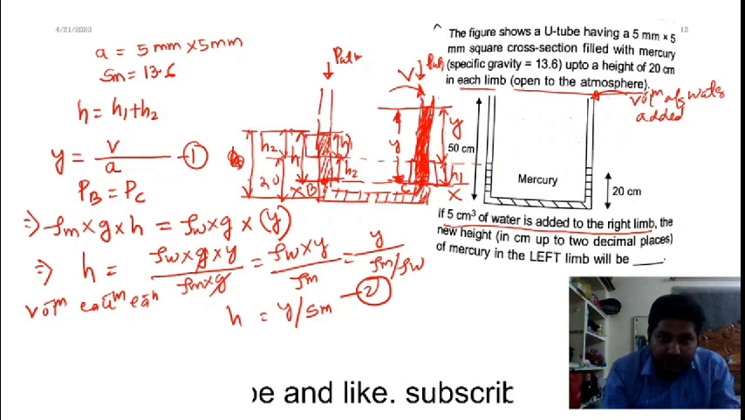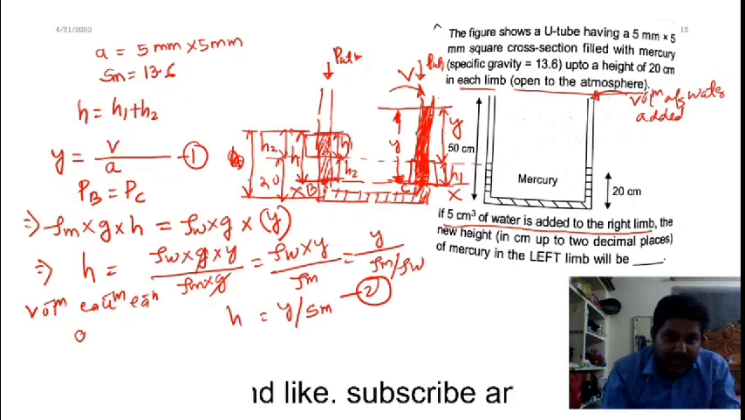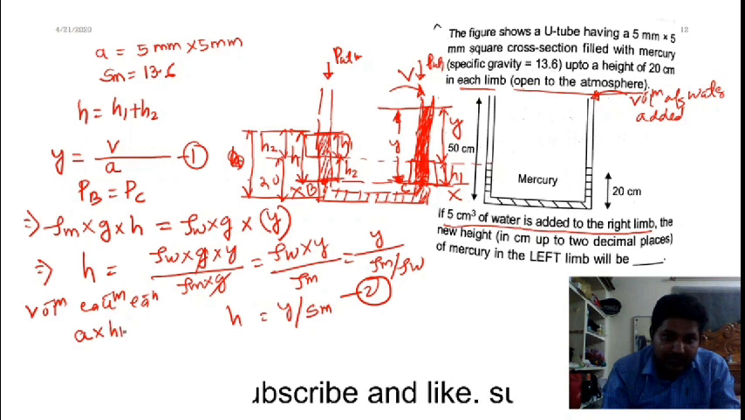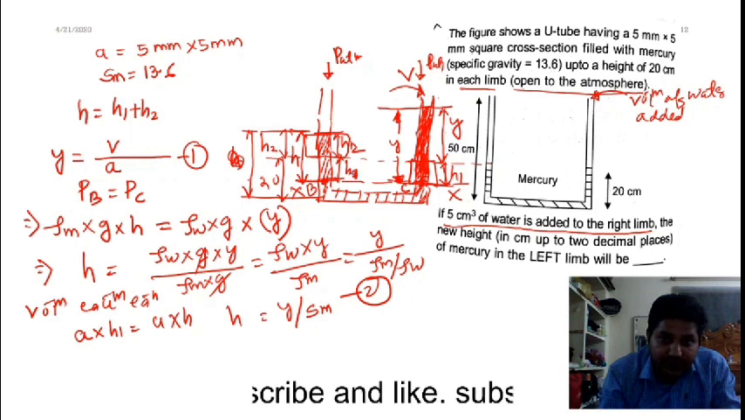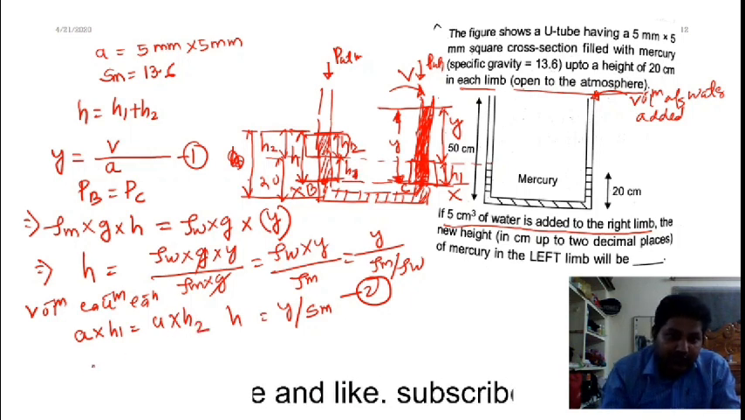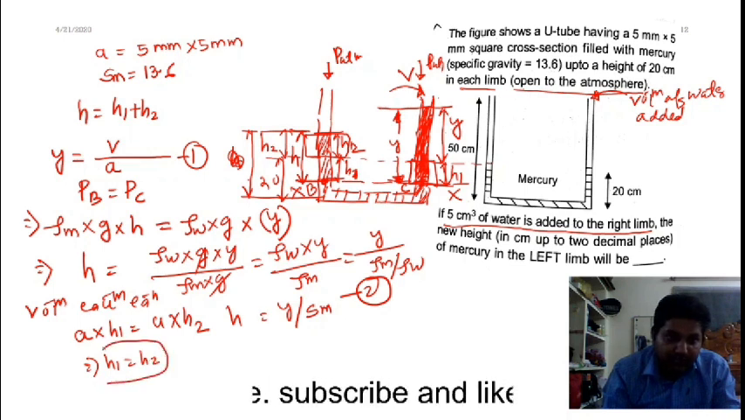So I can write down the volume at the right lane. This is area into this H1. So the volume that came in the left lane is A into H2, this is H2 and this is H1. So here we can find out that H1 will be equal to H2. So this is equation 3.